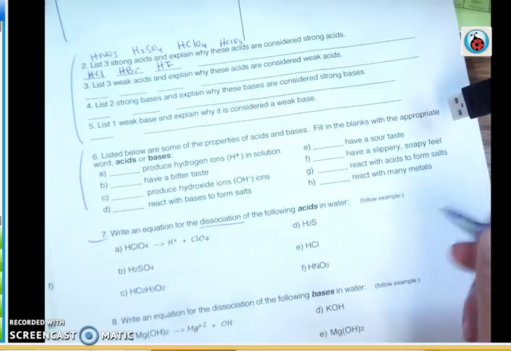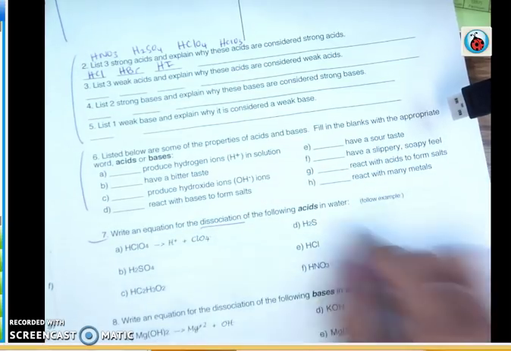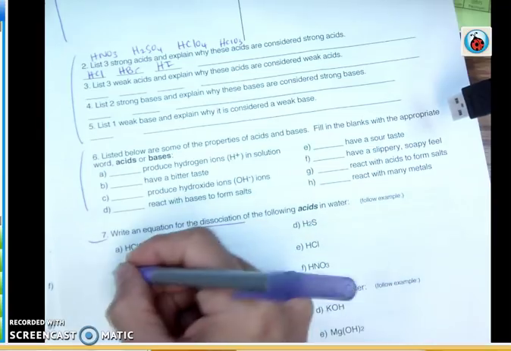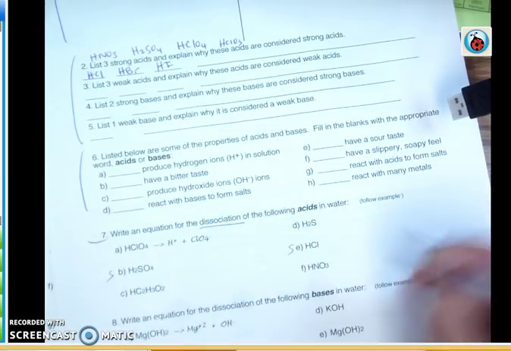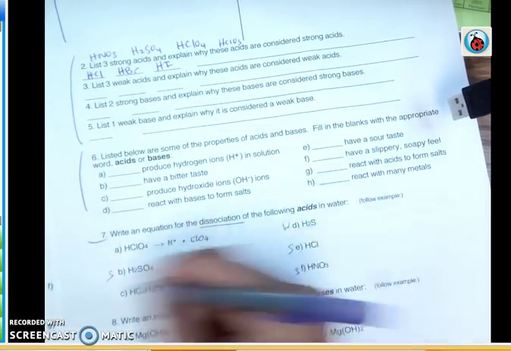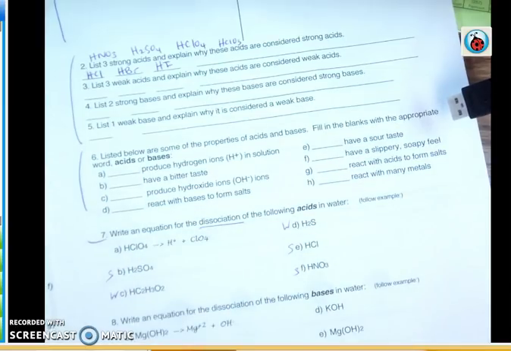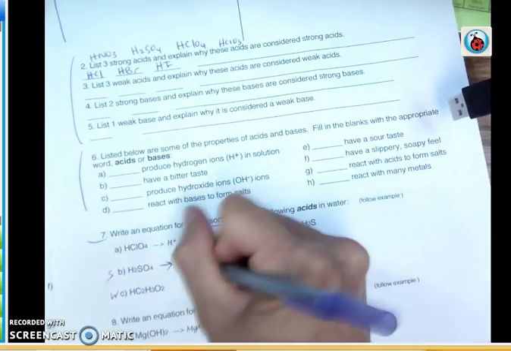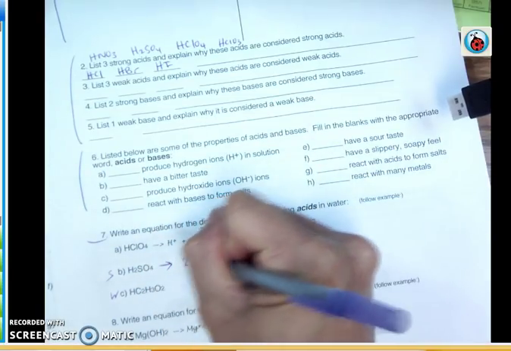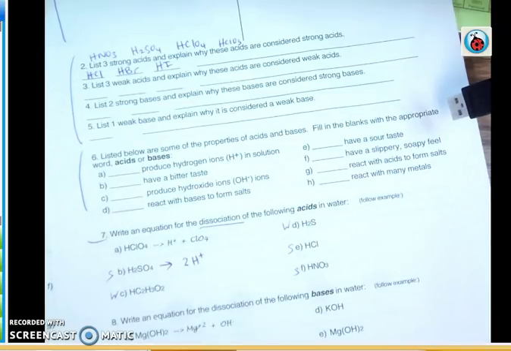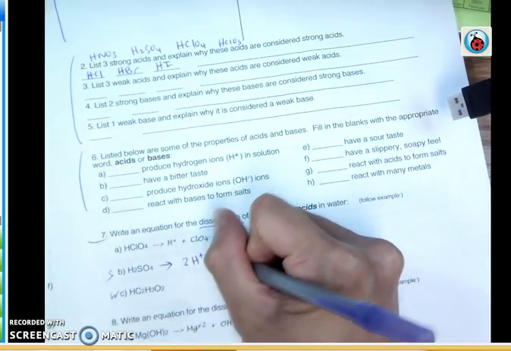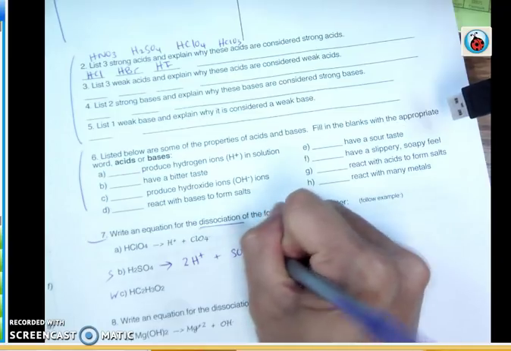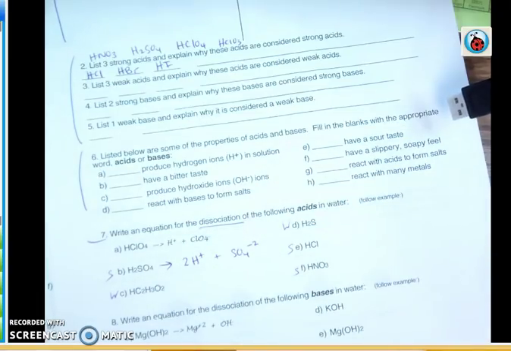So some of these are strong acids, some are weak acids. Be able to recognize those. Like this one's a strong one, H2SO4, this one's strong, this one's strong, this one's weak, this one's weak. And so write an equation for dissociation. What's going to happen with H2SO4 is it's going to split up completely into 2 H+ plus SO4 2-. It's going to split up completely.